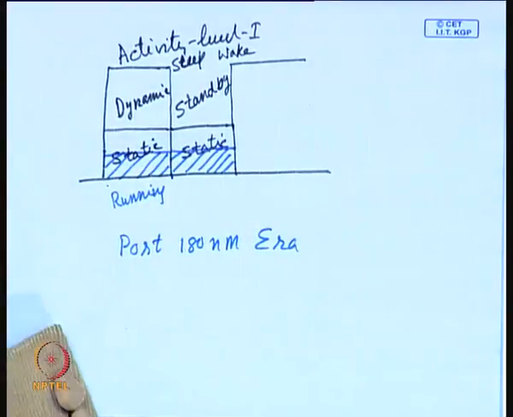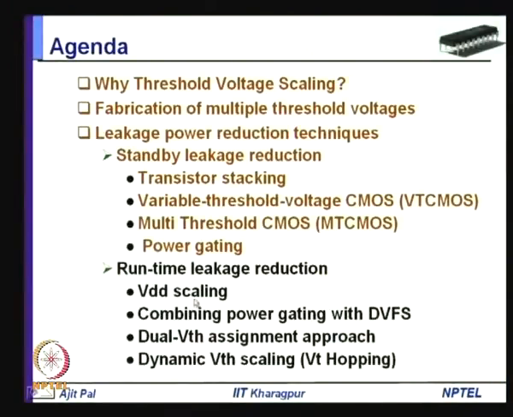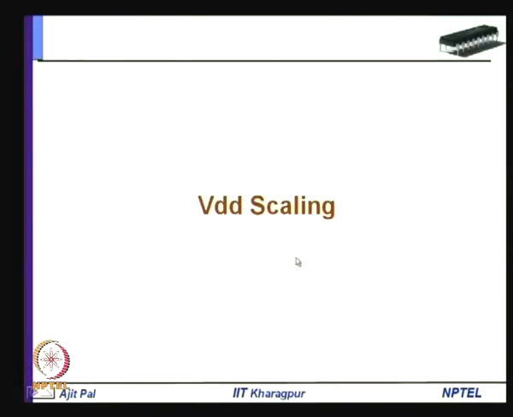And as I mentioned, we have various techniques like VDD scaling, combining power gating with dynamic voltage and frequency scaling, dual VT assignment and dynamic VTH scaling. Let us start with VDD scaling. We have already discussed various supply voltage scaling techniques like static supply voltage scaling, multi-level voltage scaling, then dynamic voltage and frequency scaling, which are primarily used to reduce the dynamic power.